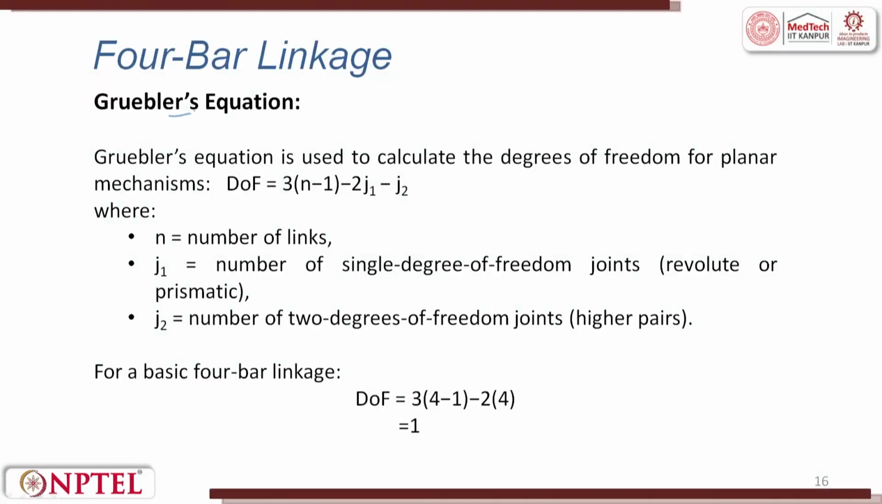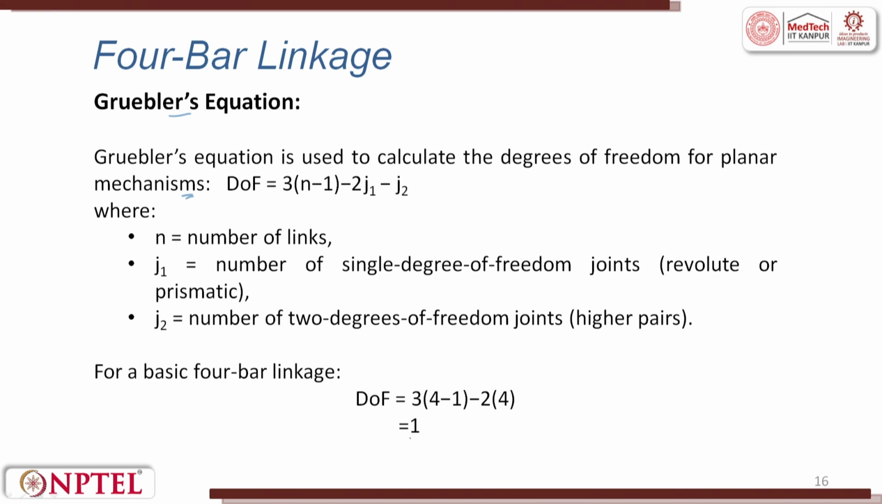Those mechanisms are called superstructure mechanisms when you try to figure out degrees of freedom. Gruebler's equation is used to calculate the degrees of freedom for a planar mechanism: degrees of freedom is equal to 3(n minus 1) minus 2 j1 minus j2, where n is the number of links, j1 is the number of 1 degree of freedom joints, and j2 is the number of 2 degrees of freedom joints, or higher pairs.